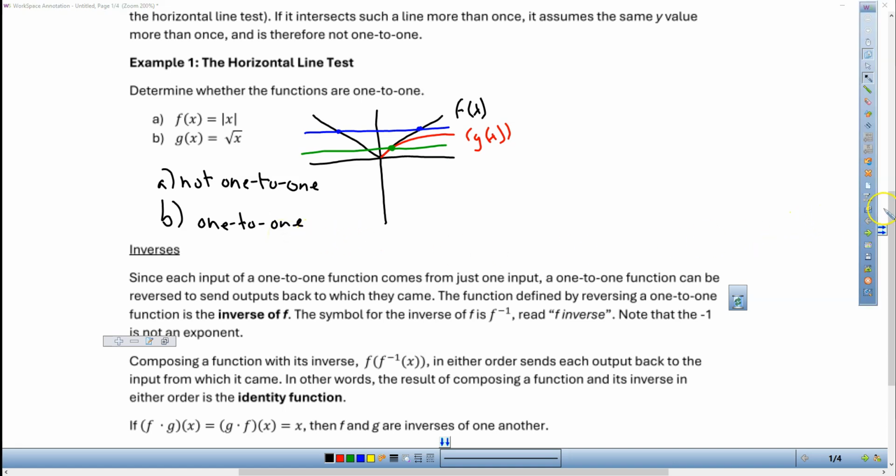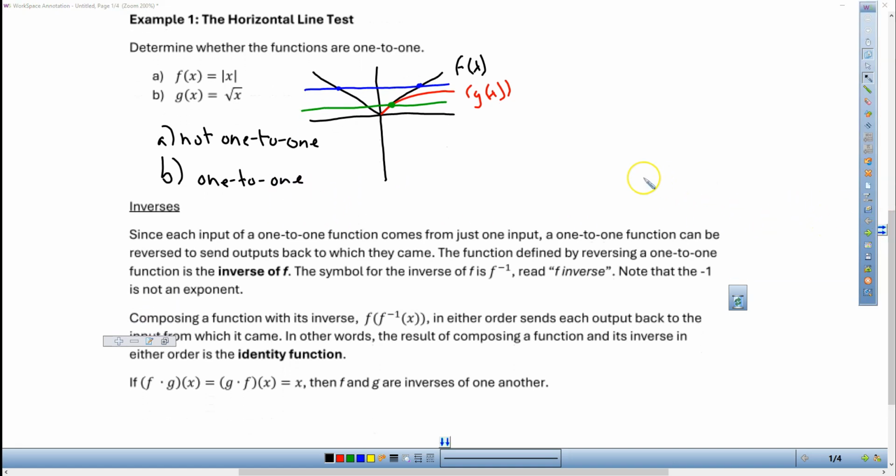Now, of course, when we start talking about this, it naturally leads us to our other topic, which is that of inverses. Since each output of a one-to-one function comes from just one input, a one-to-one function can be reversed, and you can send those outputs back to where they came from. The function defined by reversing a one-to-one function we refer to as the inverse of f. The symbol for the inverse of f is f^-1, which is read as f inverse.